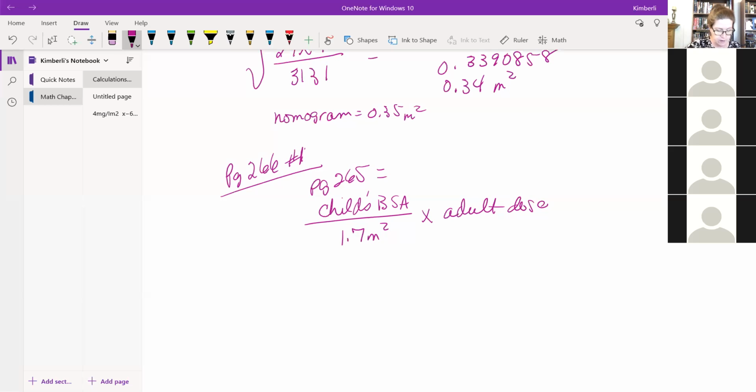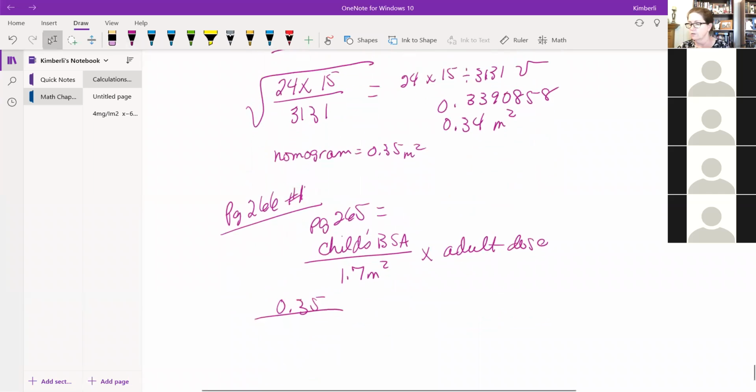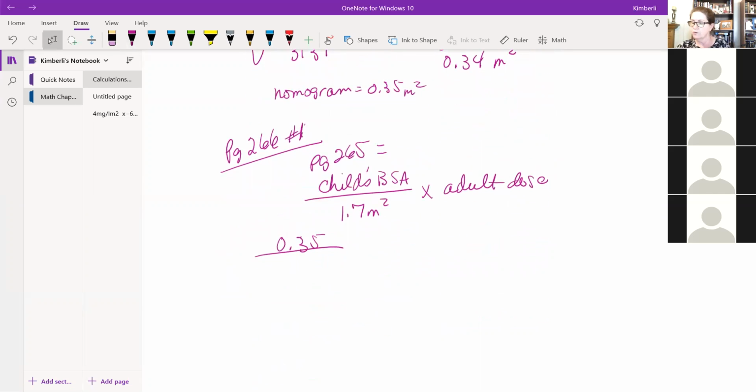And what do you get there? I think I get 0.35. Or you can use the standard calculation if you want to. So 0.35 divided by 1.7 times what? Adult dose. Where's the question? So back on 266, what is the adult dose?